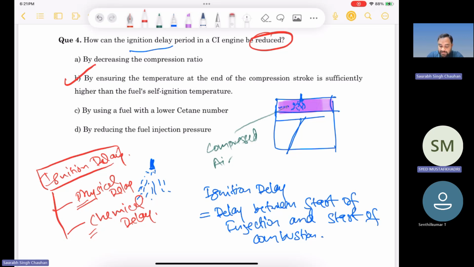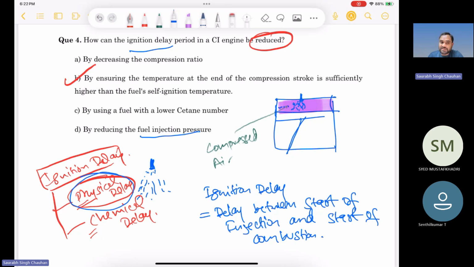And option D, by reducing the fuel injection pressure. Again, this is not correct, because fuel injection pressure affects the physical delay part. What happens due to fuel injection pressure? If the fuel injection pressure is higher, the droplets that are formed are finer droplets. If the fuel injection pressure is lower, then these droplets will be quite a bit bigger.